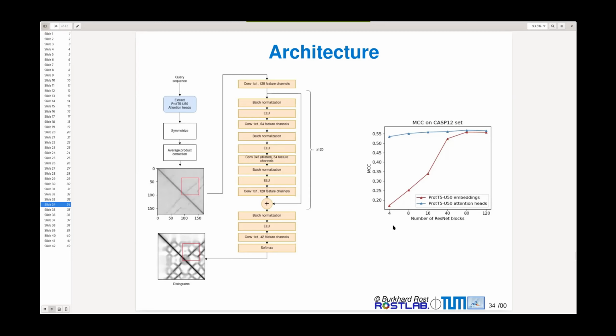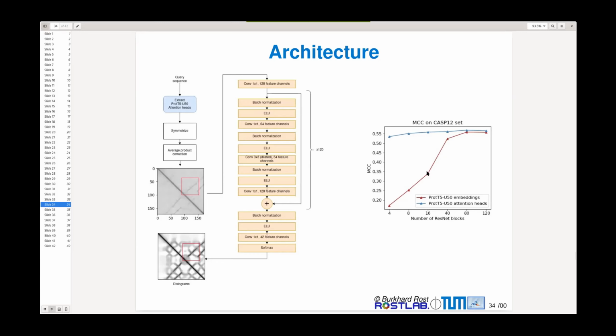Now, in terms of depth of the network, what was very interesting was to compare the one-dimensional embeddings from PROT-T5, which are used first, with where we can go with the attention heads. So you see the number of ResNet blocks down here. 120 would be the maximum I used for this approach. And the performance of the 1D embeddings and the attention heads is in fact pretty close. The attention heads are better, also statistically significantly better, but it's not a wide margin.